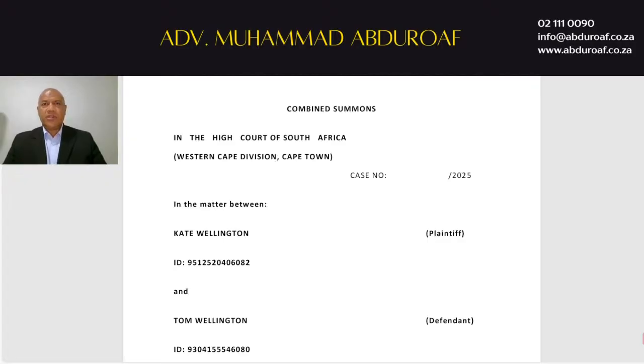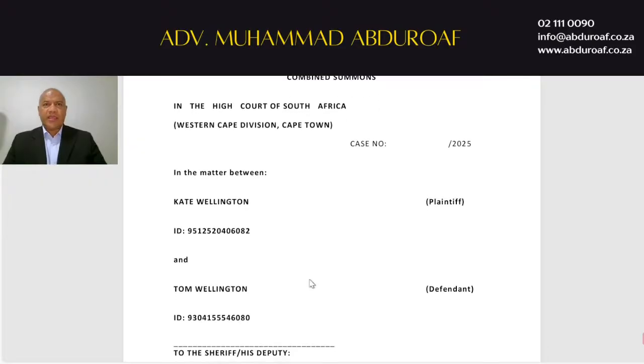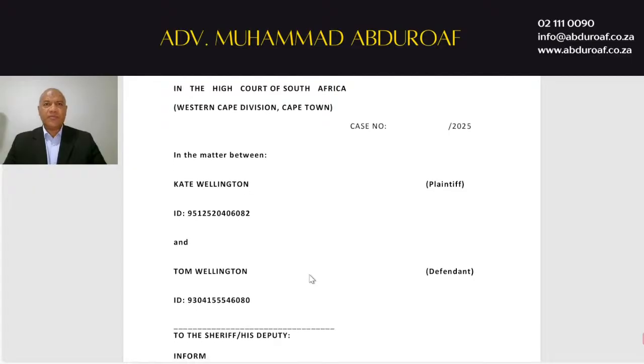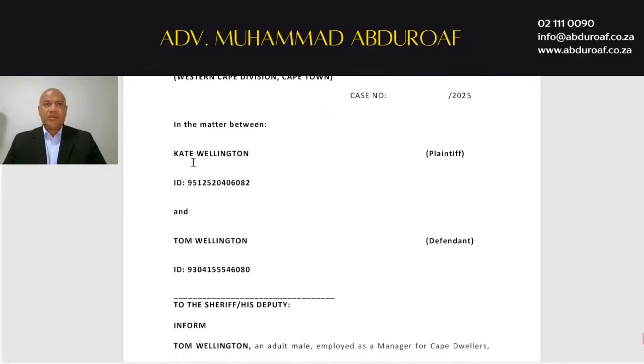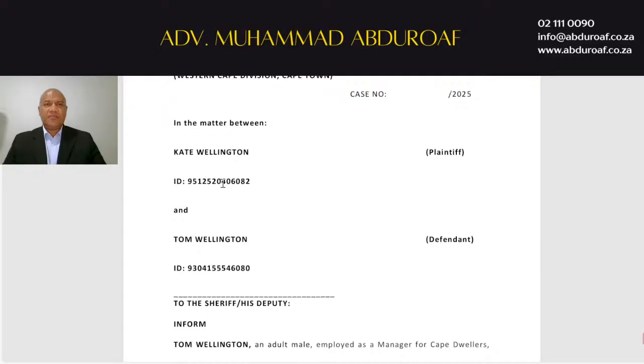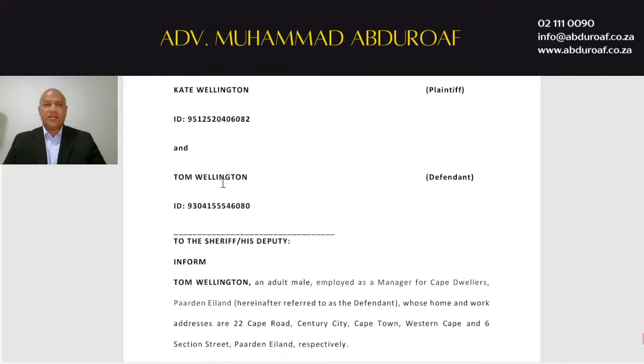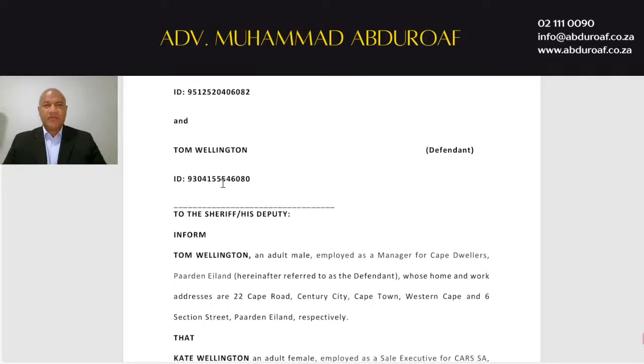And the reason why they call it a combined summons is, you will see later on, a particulars of claim is also attached to it. This combined summons is issued out of the Western Cape High Court. You will see there's a case number, the name of the parties, in this case Kate Wellington, the plaintiff. She is instituting the divorce proceedings, and her husband Tom Wellington, the defendant. Hopefully he will not be defending it, but he is the other side to this specific divorce.